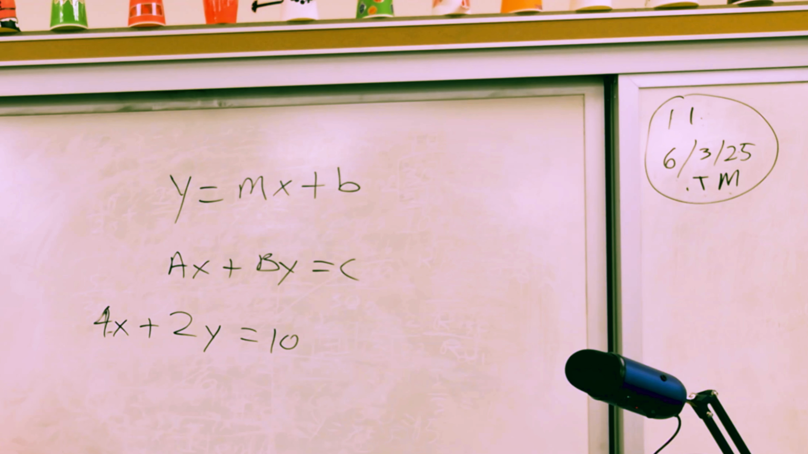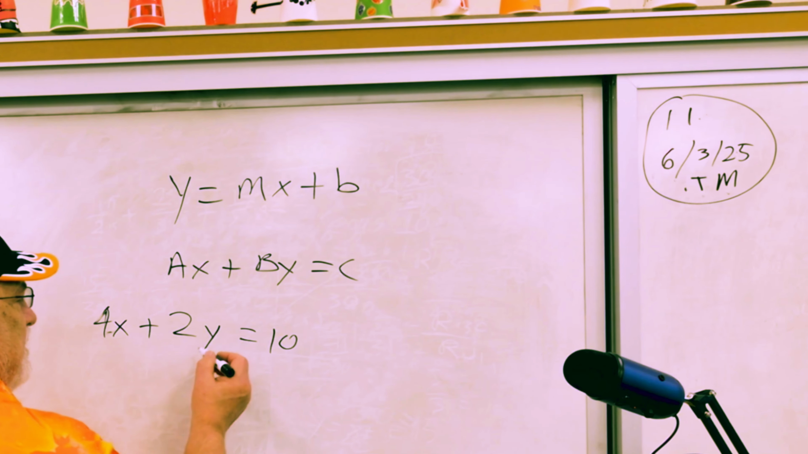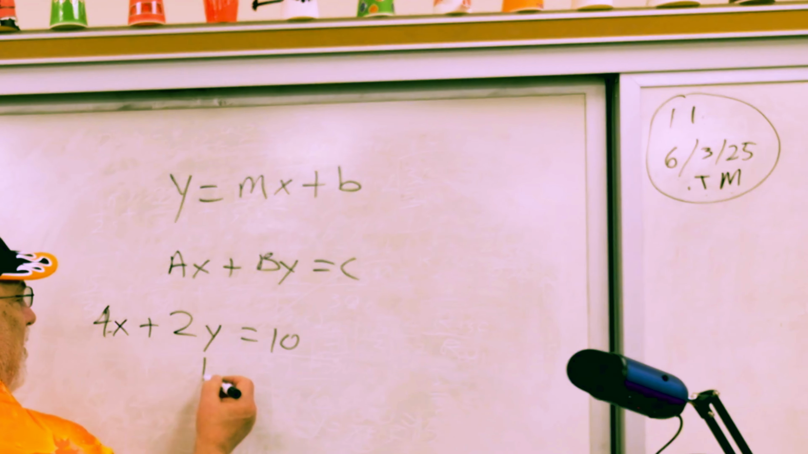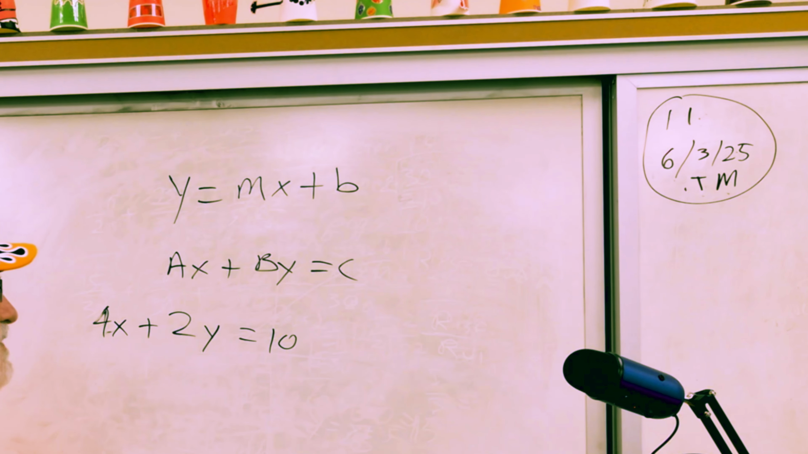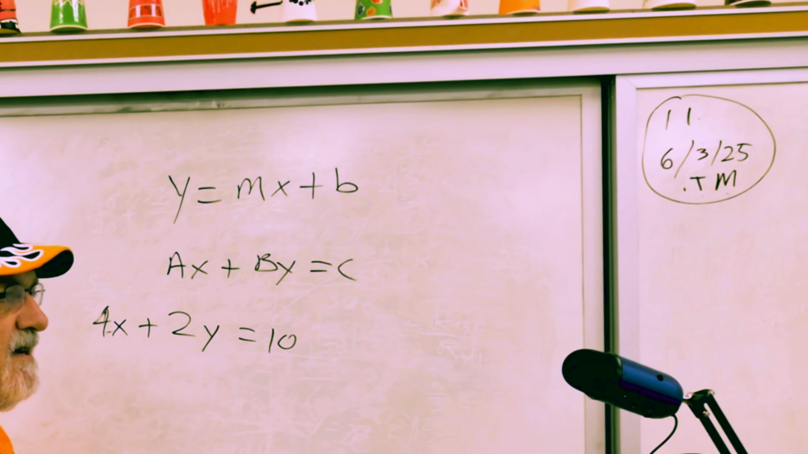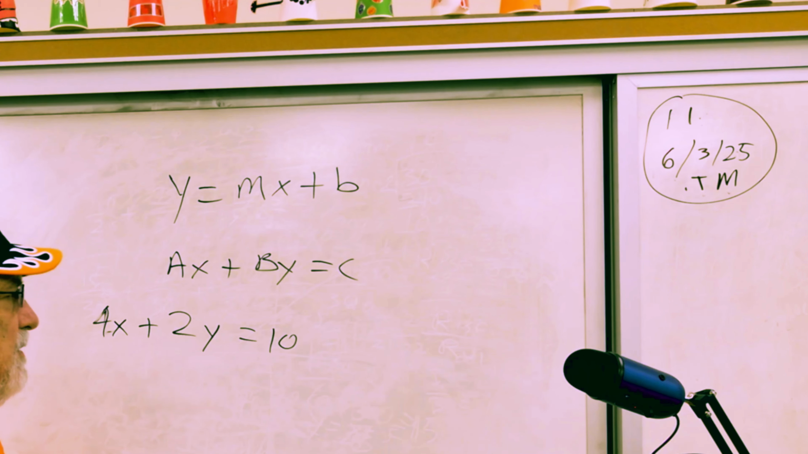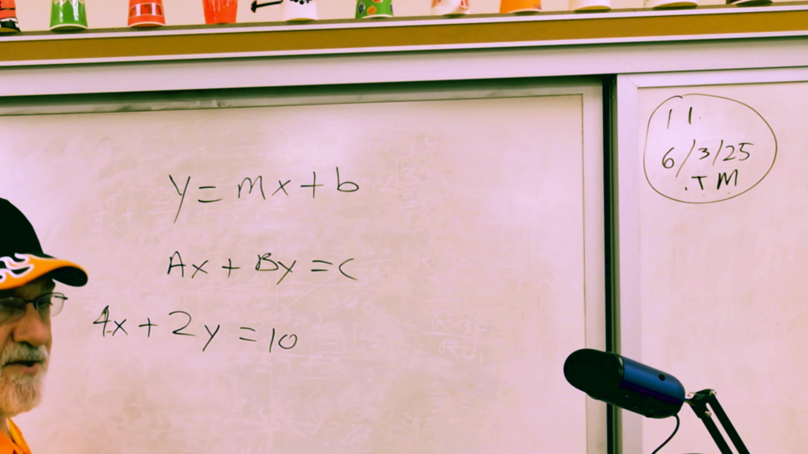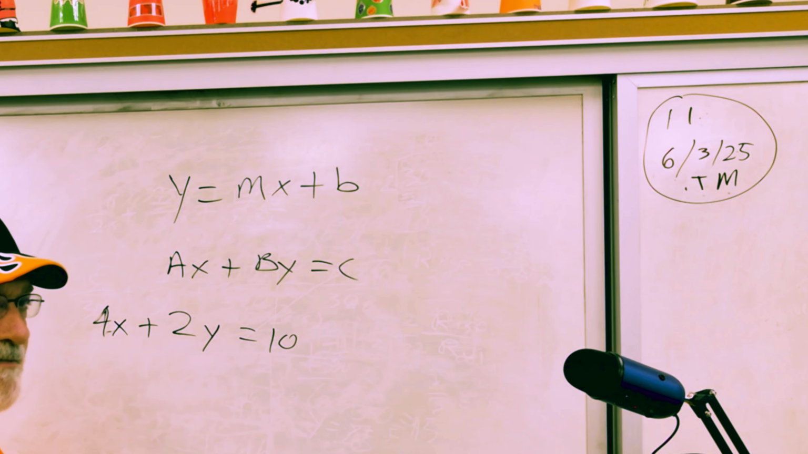So the first thing we're going to do is solve for y. We want to get y all by itself. And so we begin moving things to the other side. Well, to move something to the other side, you don't just move it. You subtract it or add it or multiply or divide. There's only four things: subtract, add, multiply, or divide.